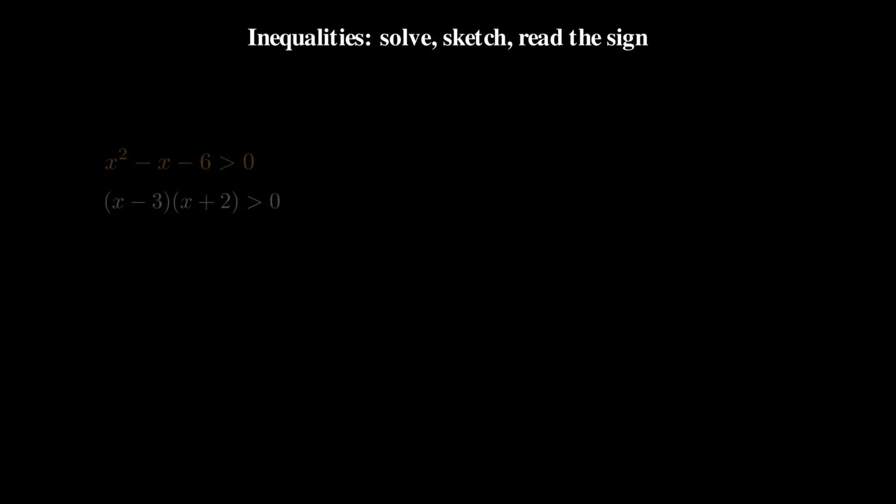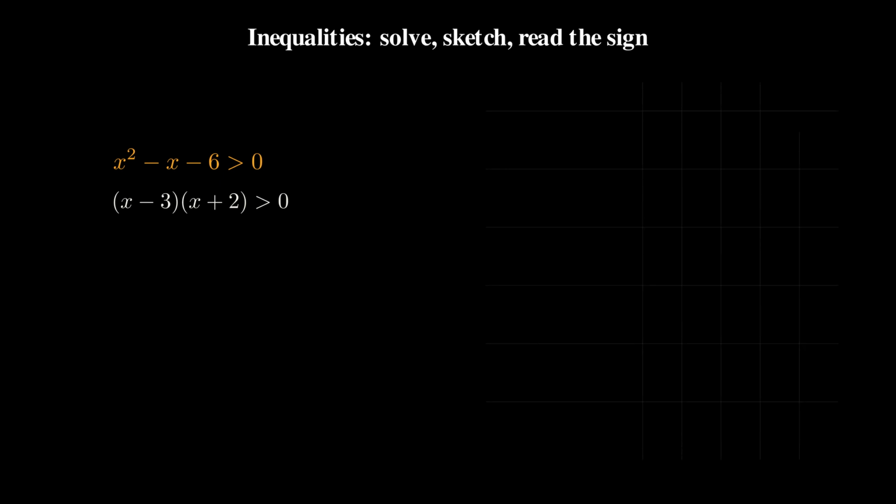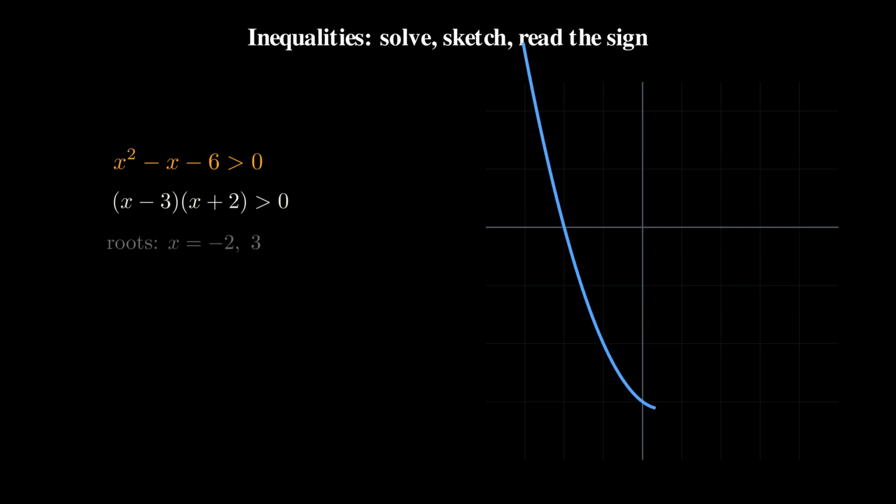Take x squared minus x minus 6 greater than 0. First factor it exactly as if it equaled 0. X minus 3, x plus 2. So the parabola cuts the axis at x equals minus 2 and x equals 3. Sketch it. It opens upward because the x squared coefficient is positive. Now just read the sign off the graph.